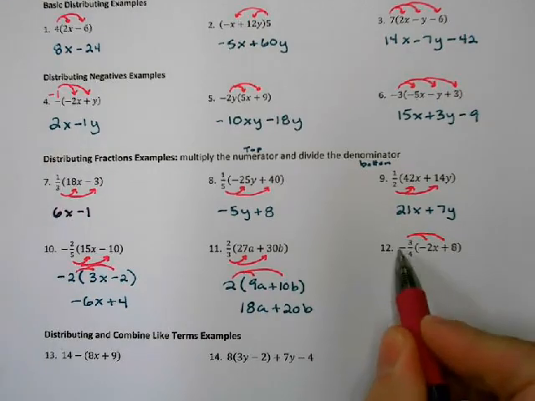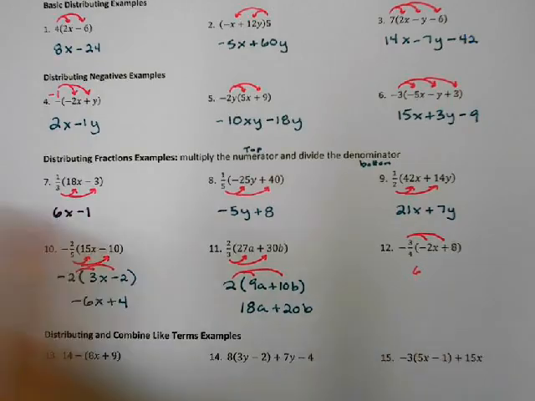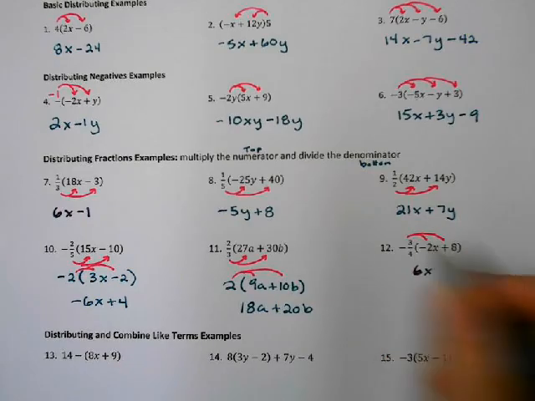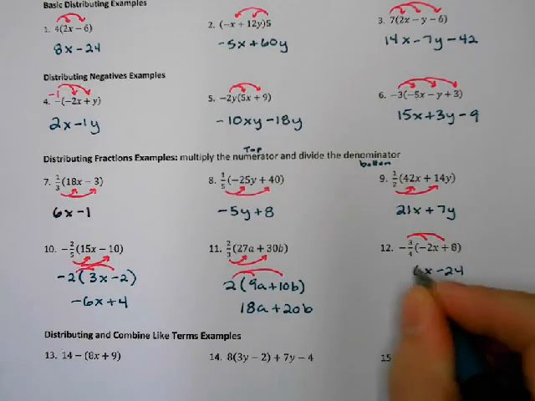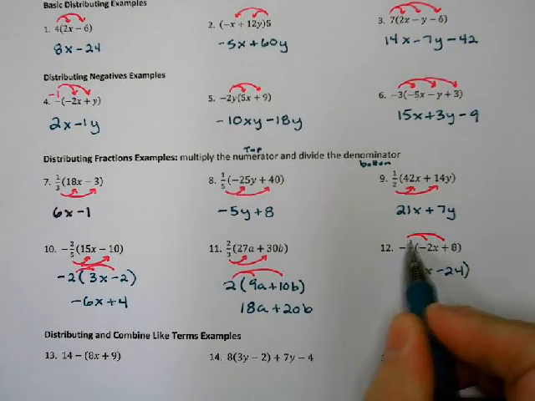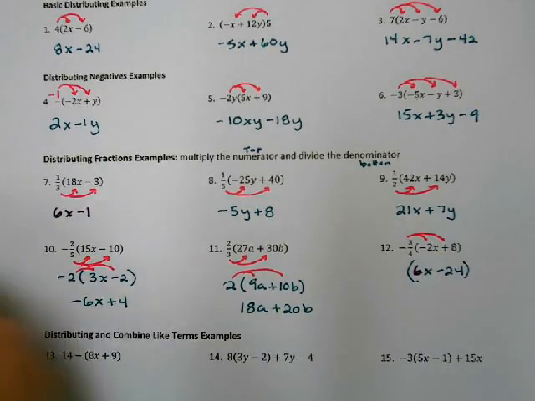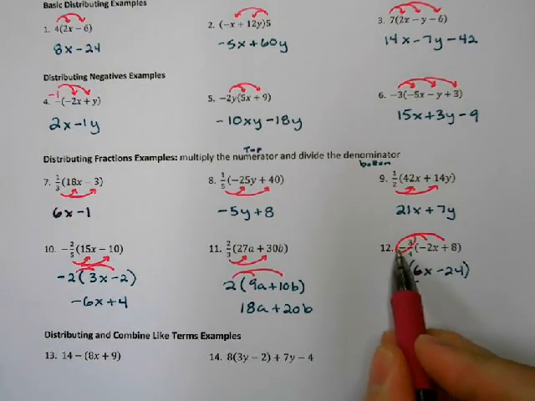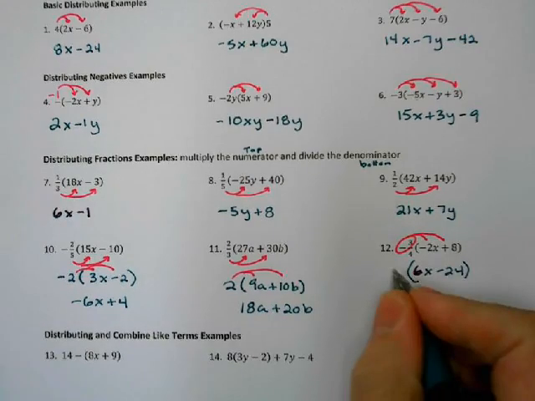Negative 3 times negative 2x gives me positive 6x. Wrong color. 6x. Negative 3 times 8 is negative 24. All right, so I've done the numerator. I have not done the denominator, and I did the negative at the same time. So I multiplied by negative 3 right here. So I distributed negative 3, got positive 6, negative 3, got negative 24. That means I still have 1/4 sitting out here.